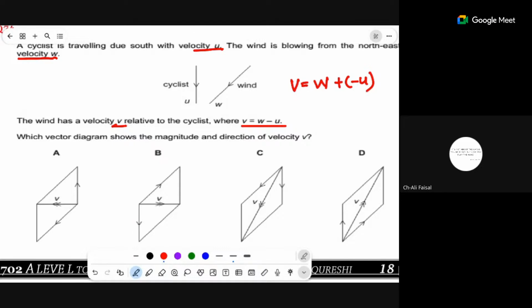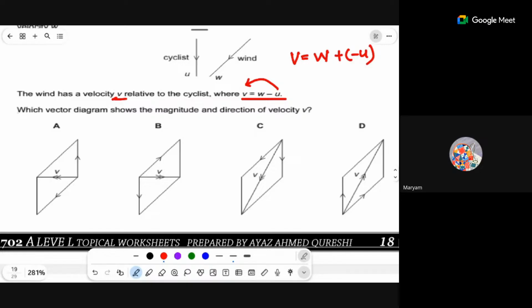Are you getting my point? So v is the resultant in this case, because w and u are the two components. This is one of the ways to figure it out. The second way is to shift this u to the other side and you get v and w together. But here I will give you the idea with a vector diagram, which shows the magnitude and direction of the vector velocity v.